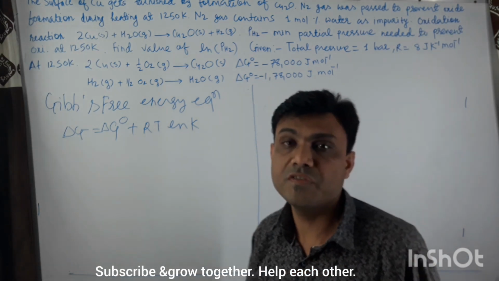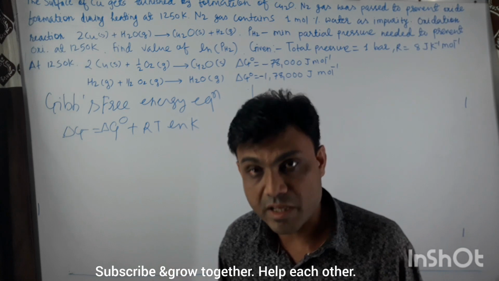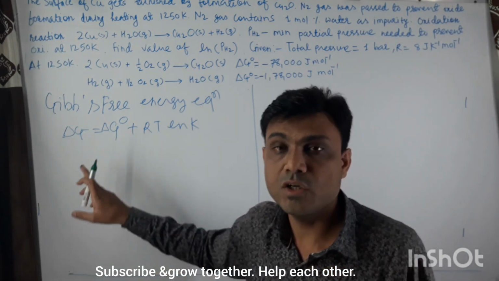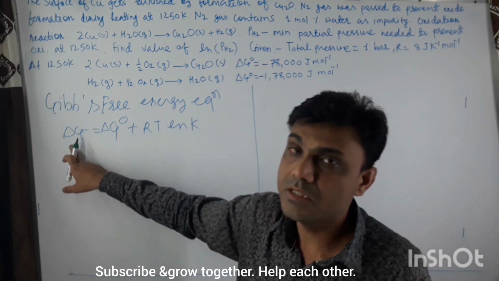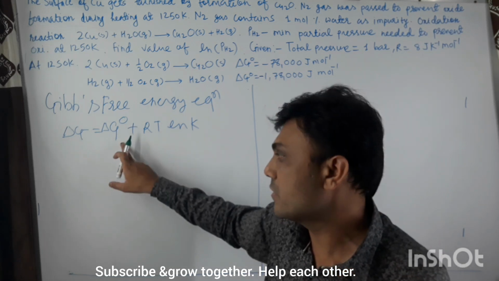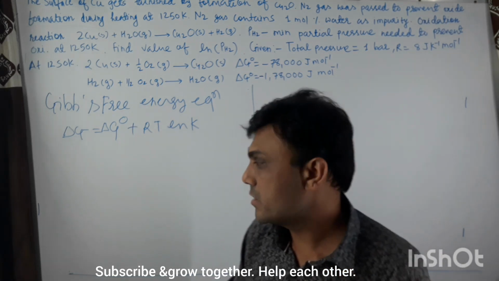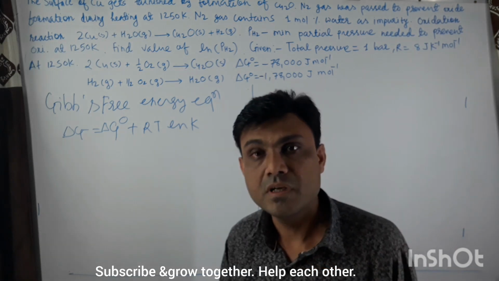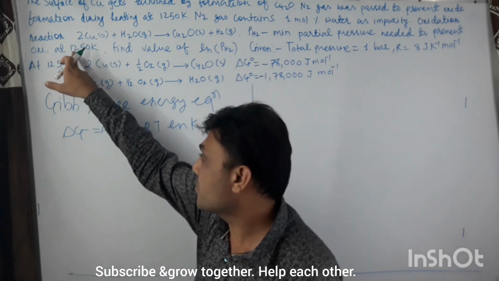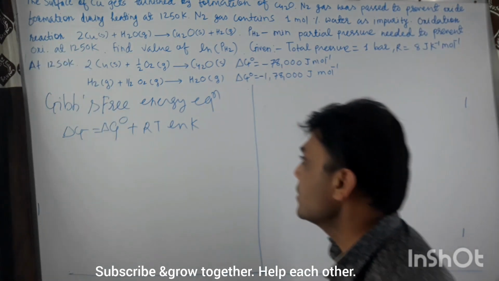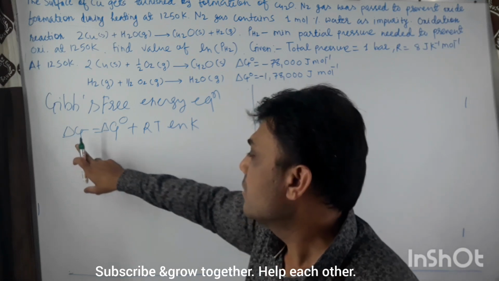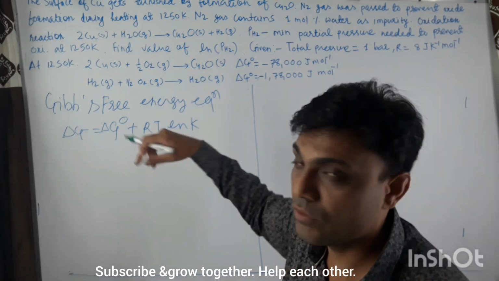Delta G is the Gibbs free energy at any other temperature except 298. At 298, that delta G will become delta G0. That will be the standard Gibbs free energy. It means at 298 Kelvin, it will be the standard Gibbs free energy. At any other temperature, for example 1250, this will become delta G. Clear? Delta G0 we have to find.